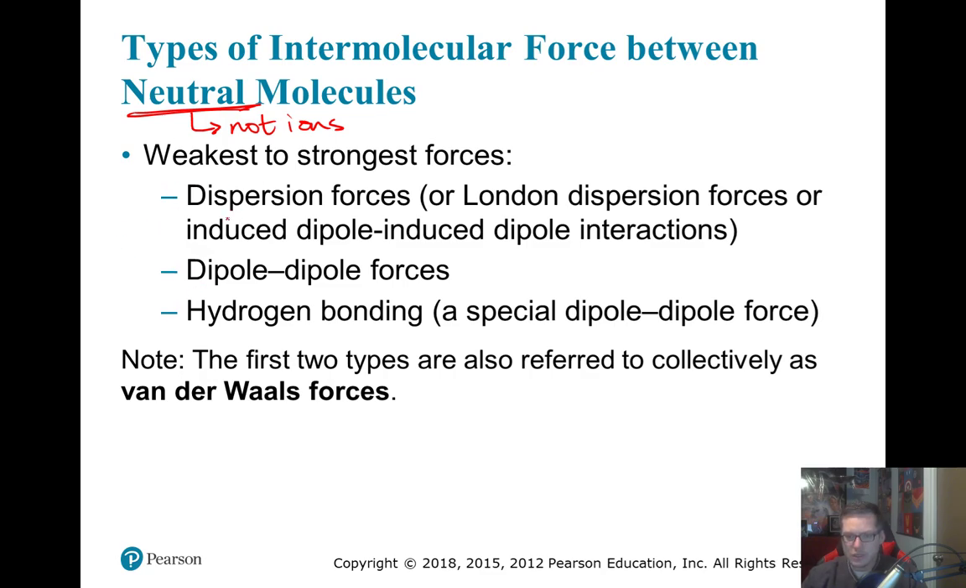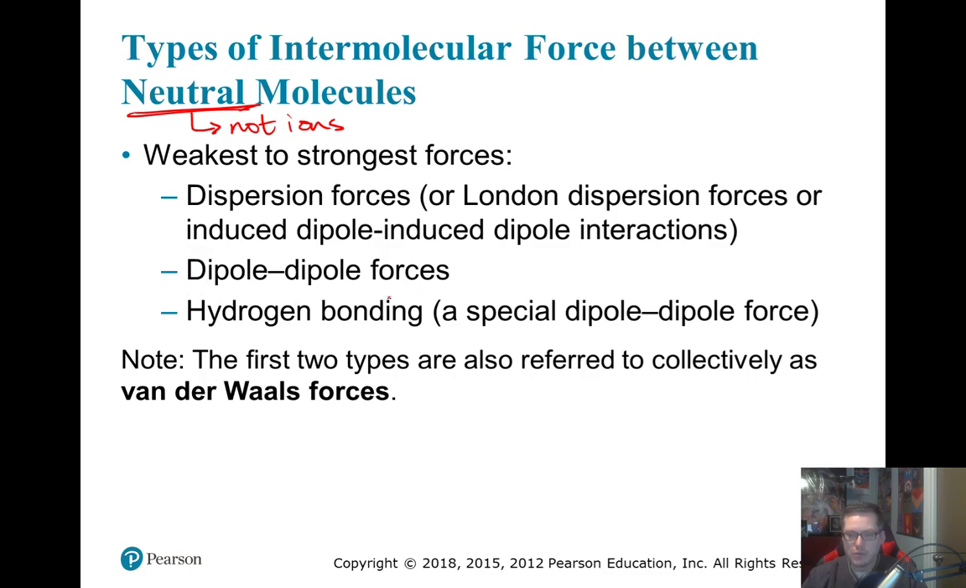All right, weakest to strongest. Dispersion forces are the weakest force. They can also be referred to as London dispersion forces, or induced dipole interactions. For the most part, I'll refer to them as either London dispersion or just dispersion forces. These are the weakest forces. We'll talk about how they occur here in a second.